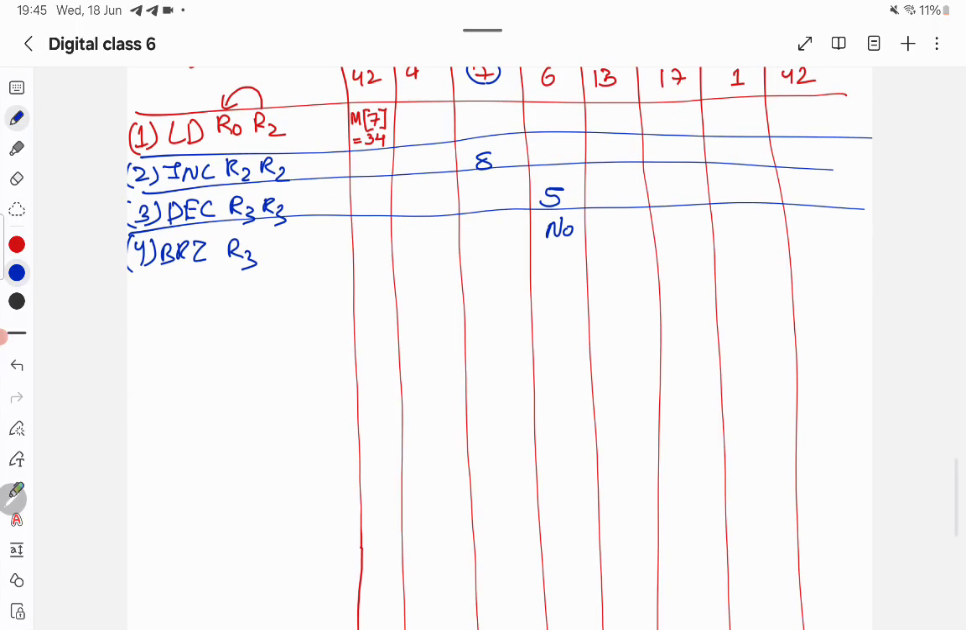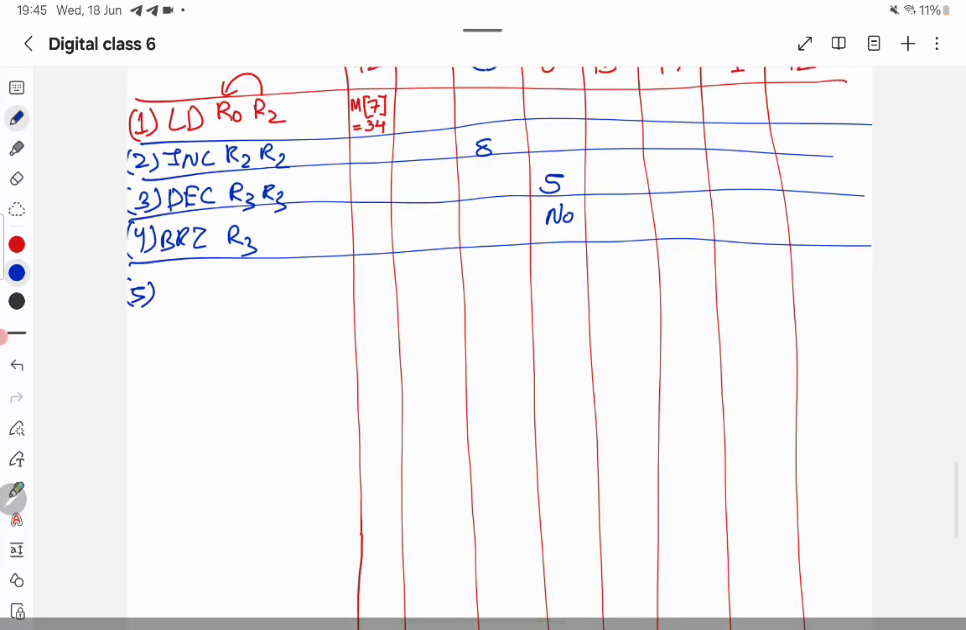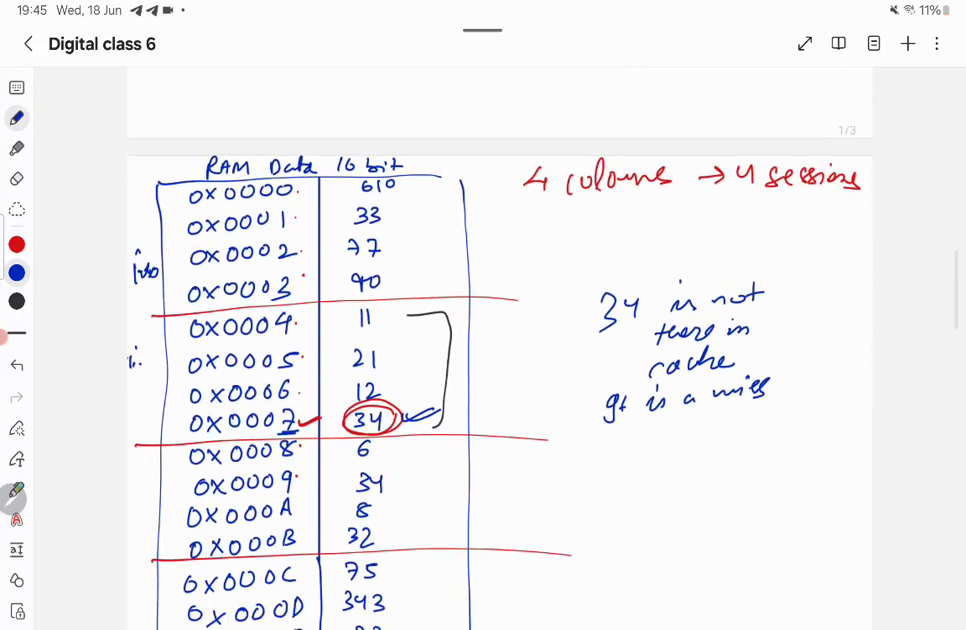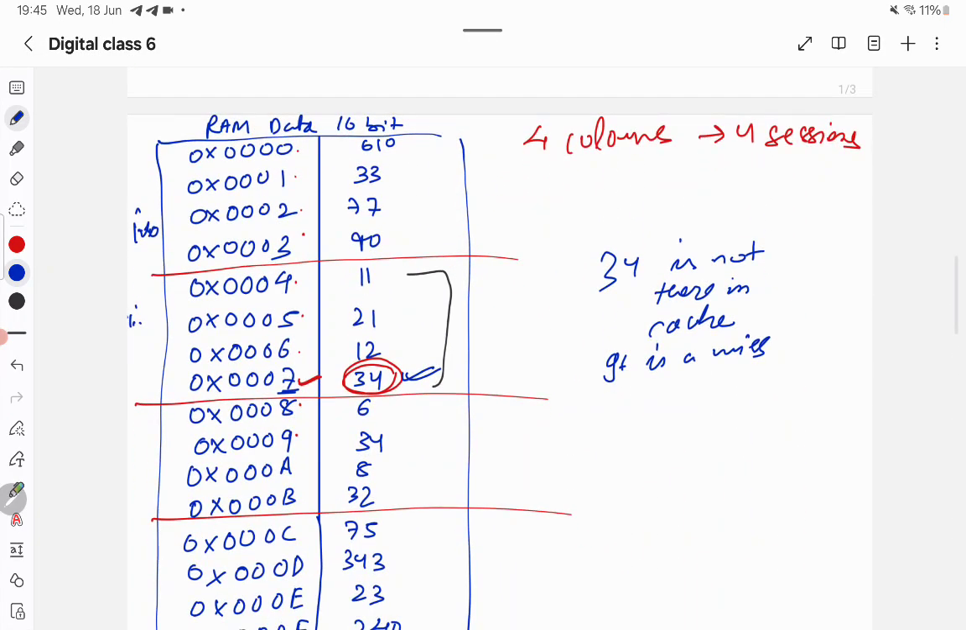Okay, so 5. Next instruction, what is it saying? Load R1 R2. So load the value of R2 in R1, right? So where is R1? R1 is here. You will write m of, what is the value of R2? It's 8, updated, not 7. So m of 8 equal to, you will go here. Where is 8? 8 is this.